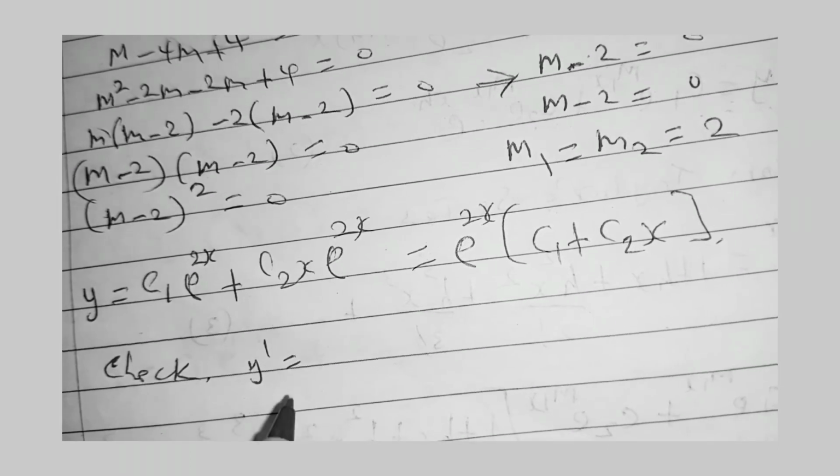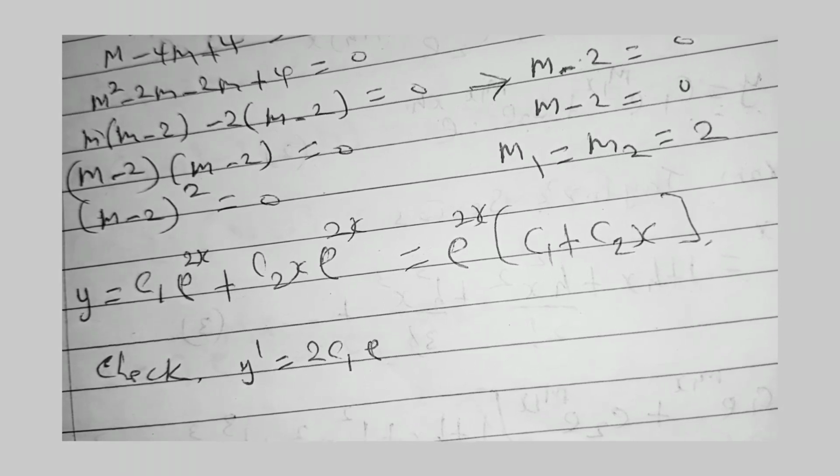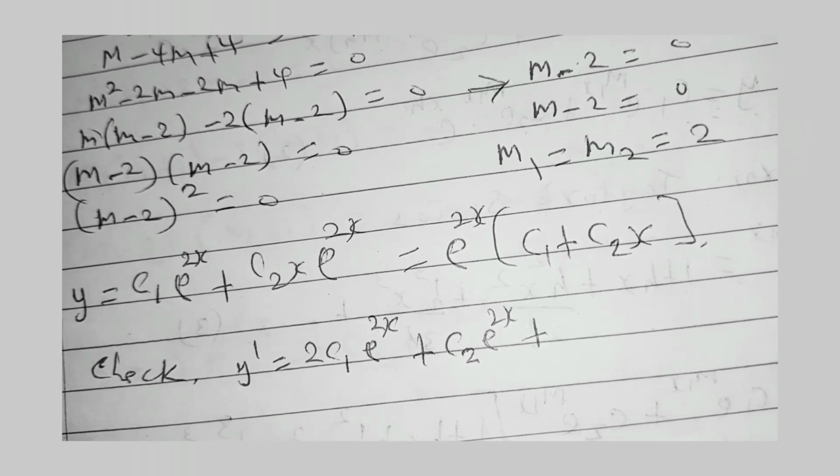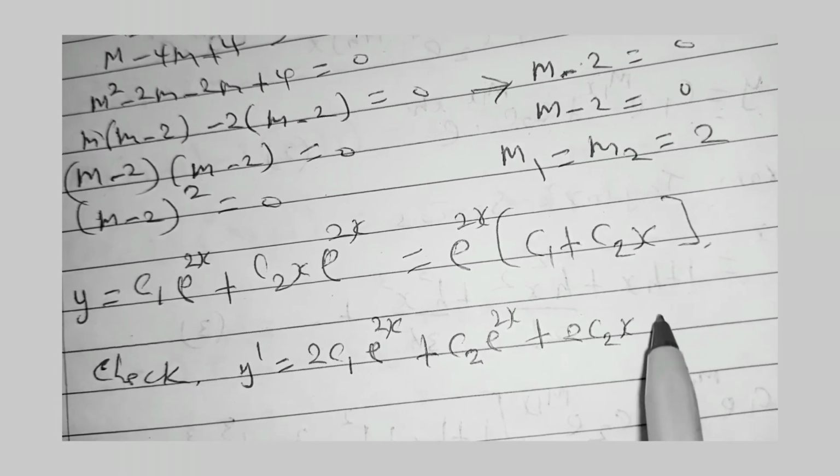So your y prime will be given by 2 c1 exponential 2x plus c2 exponential 2x. This is a product rule. Plus 2c2x exponential 2x.